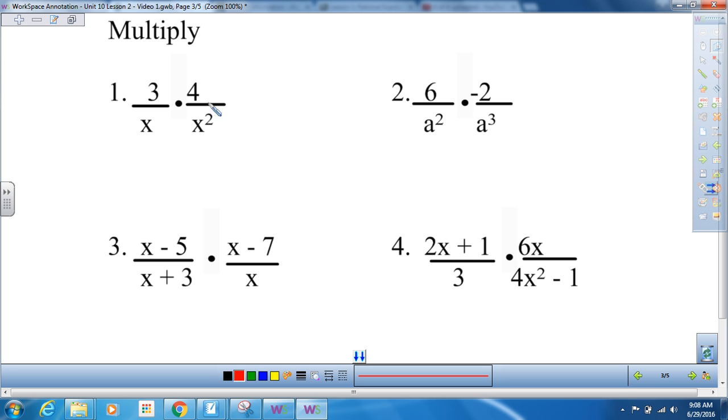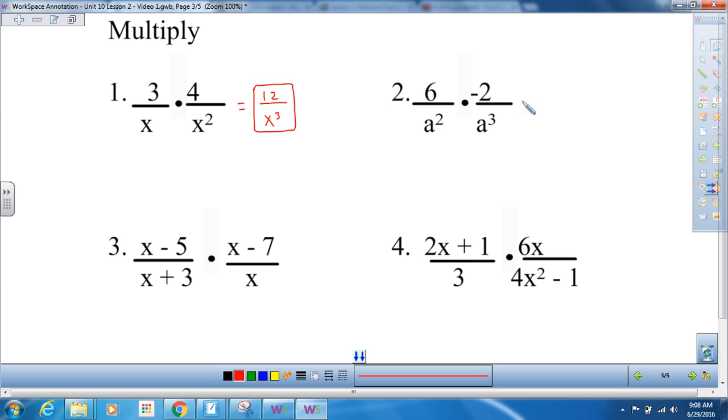Okay, so if I look at this first one, nothing to factor out of any numerator or denominator. Nothing can be canceled, because like these x and x squared can't be canceled because they're both in denominators. So I have to multiply across the top. 3 times 4 is 12. And multiply across the bottom. x times x squared is x cubed. And then we're done. So as long as you factor and cancel before, then you should be simplified. You shouldn't have to reduce once you do the multiplying.